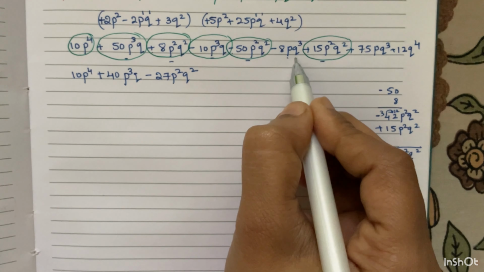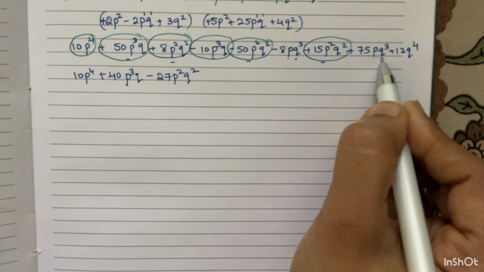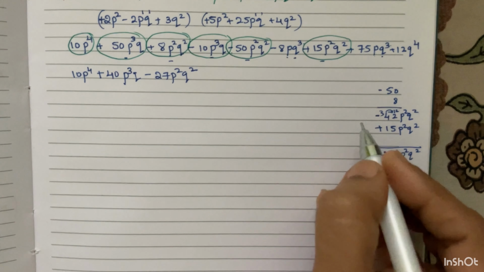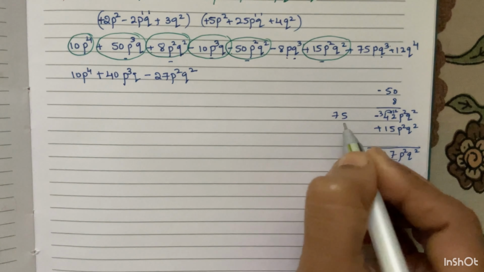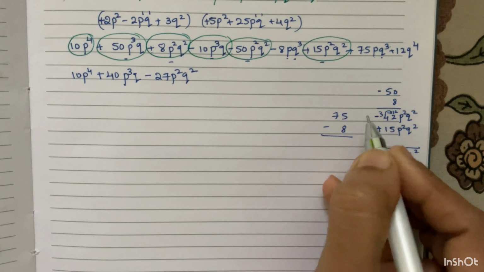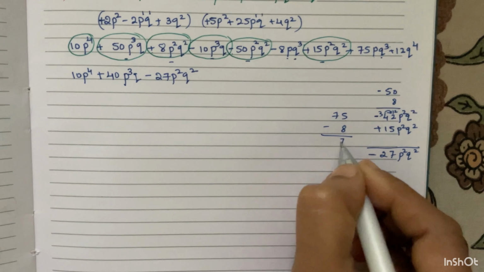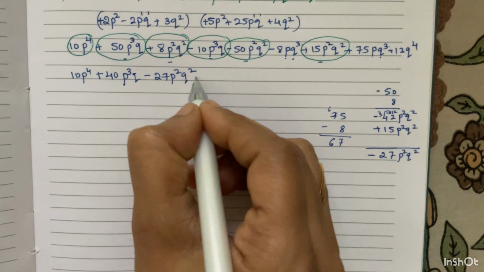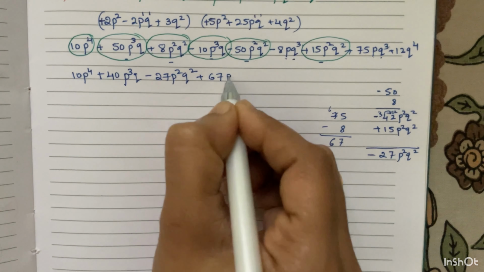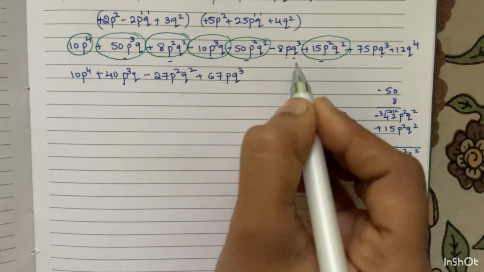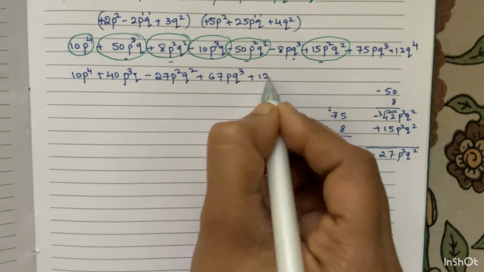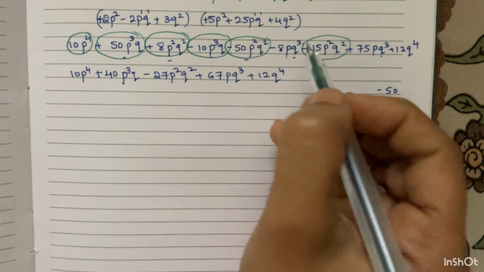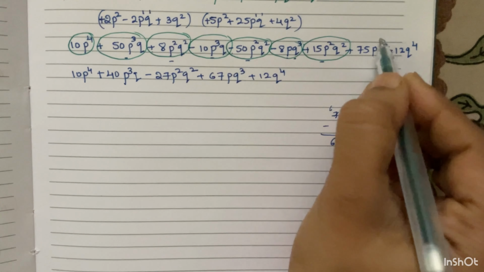Okay, we will look at the next like terms. Here it is p q cube, and here it is p q cube, and here it is unlike sign, so we need to subtract. So here 75 minus 8 is 67. The bigger number carries the positive sign, so plus 67 p q cube. Okay, now we are left with only one term, that is 12 q raised to the power 4. So this is the answer we find after the multiplication of these two polynomials.